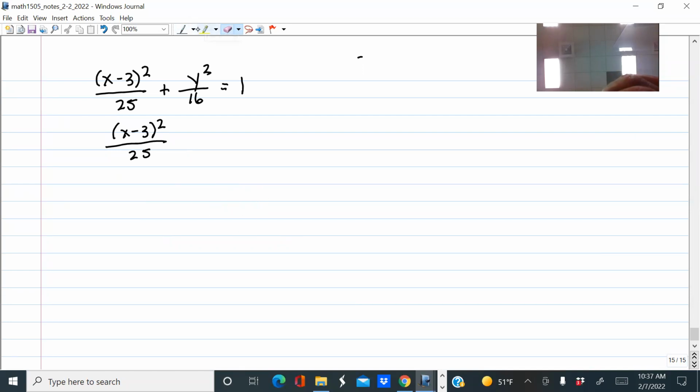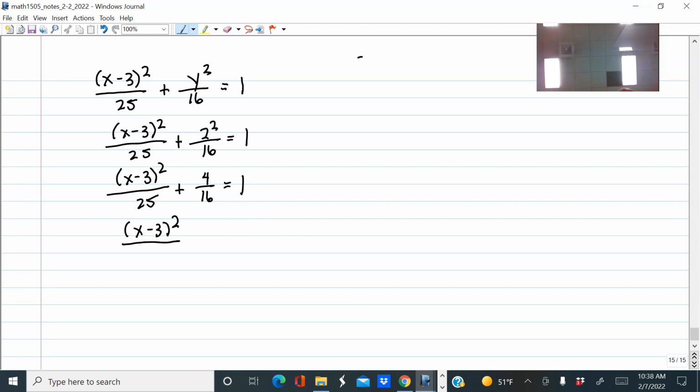You get, this term is the same, right? But you get 2 squared over 16 is equal to 1. So we have (x minus 3) squared over 5 plus 4 over 16 is equal to 1. And now we have to solve this equation. So this is a little bit harder to solve, but not too much.